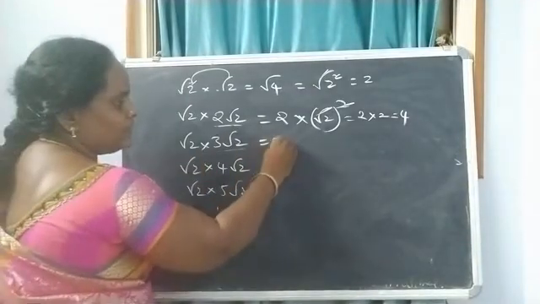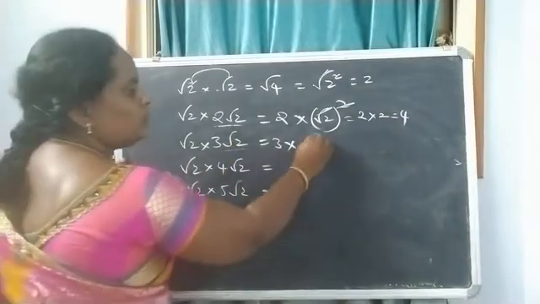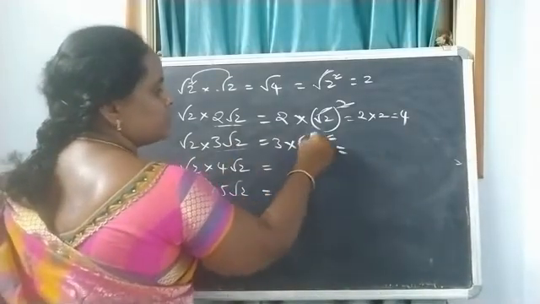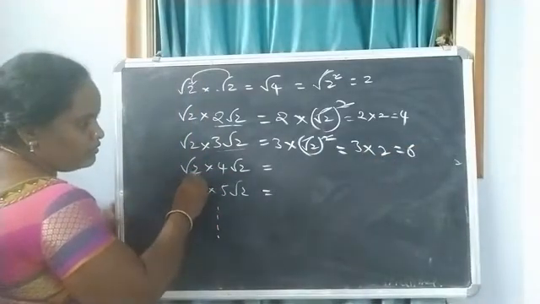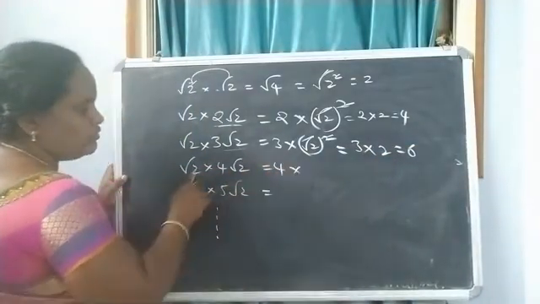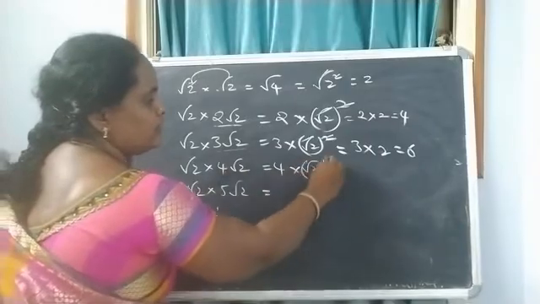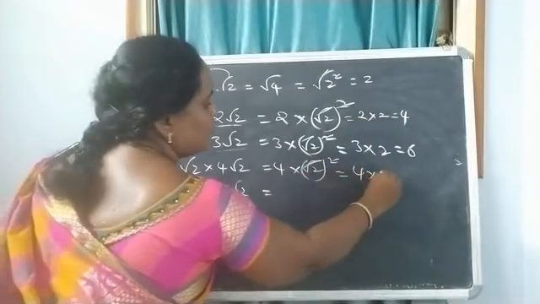So rational number, let us write first. Root 2 into root 2, once again it is root 2 whole square. Square and square root cancel. 3 into 2, 6. In the similar way, root 2 into 4 root 2. 4 into root 2 into root 2 is root 2 whole square. Square and square root cancel. 4 into 2, that is 8.